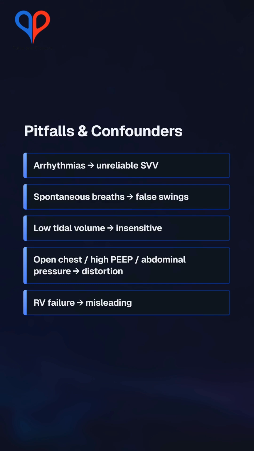Know the limitations. SVV is invalid in arrhythmias and spontaneous breathing. Low tidal volumes blunt respiratory variations. A tidal volume challenge can help. Open chest or very high PEEP states and elevated abdominal pressure alter venous return mechanics and make SVV unreliable. Right ventricular failure is another trap. Preload dependence is different, and SVV can be misleading.